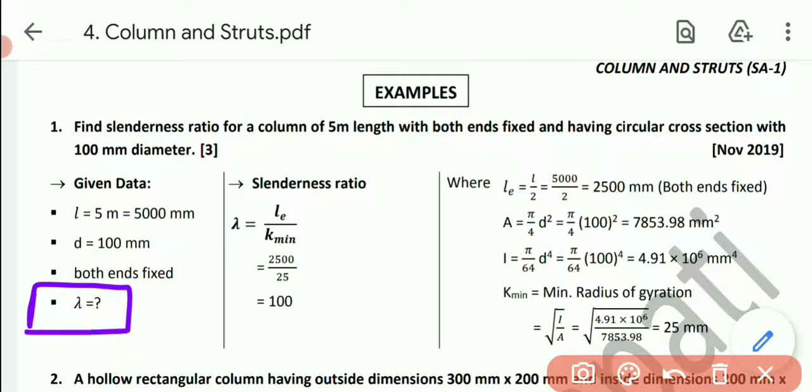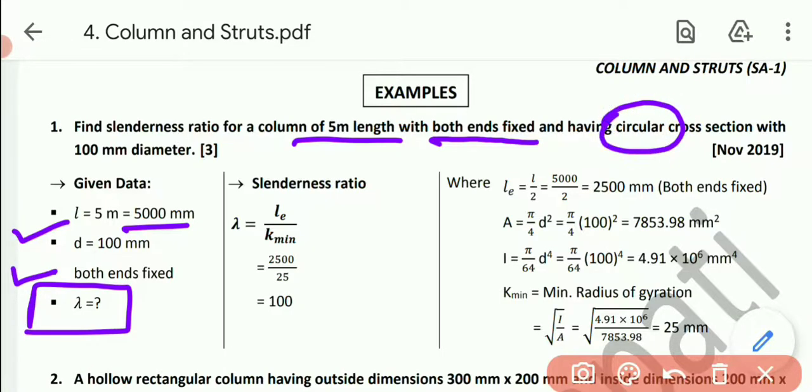Over here we can see a column of 5 meter length. So the length is 5 meter, let's convert it into mm, that is 5000 mm, with both ends fixed. So the end conditions are given, both ends fixed, and it has a circular cross section, meaning a diameter will be there, that is 100 mm diameter.